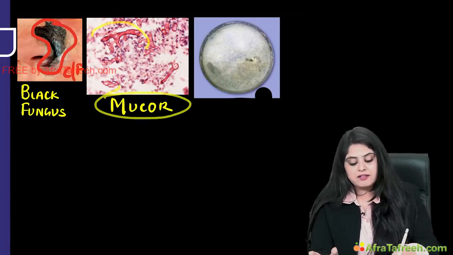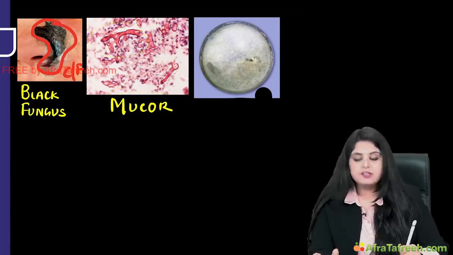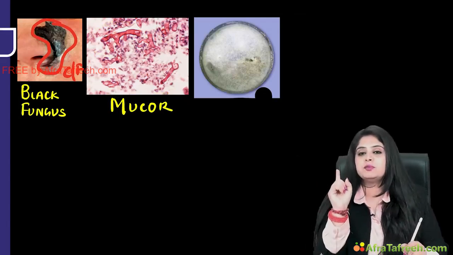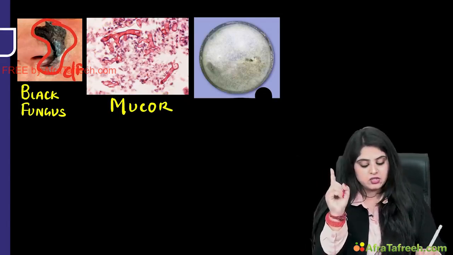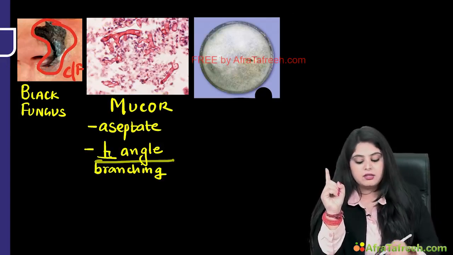So mucor's hyphae, how are they different? So now you will say, whatever I did for Aspergillus, Aspergillus was A for acute angle branching. So mucor is going to be right angle branching.